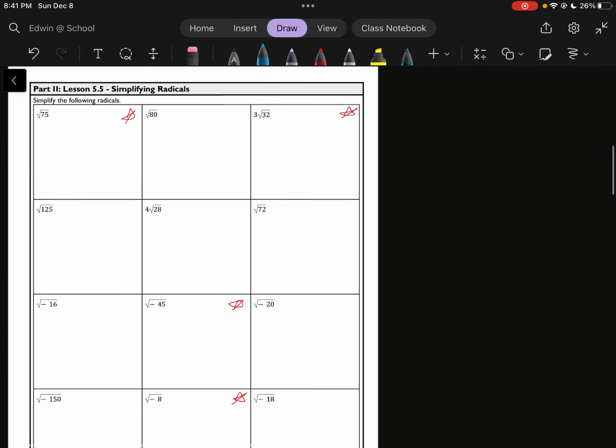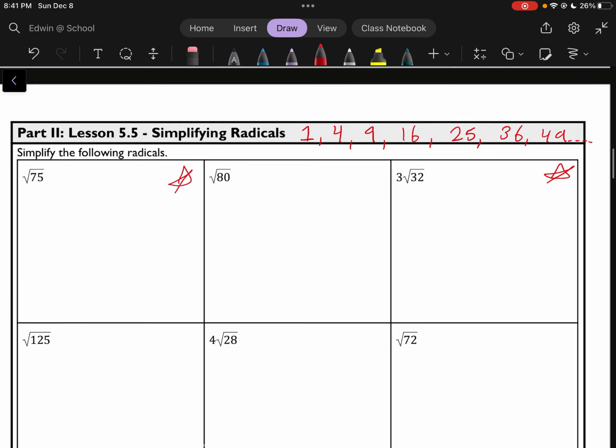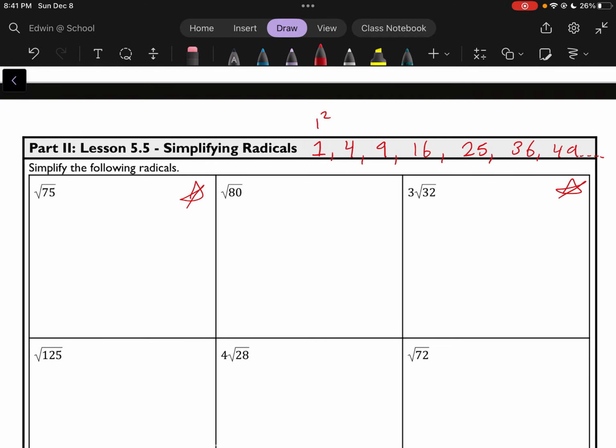Now let's move on to part 2, which is simplifying radicals. The way that we're going to do it is divide by the biggest perfect square. And if you forget what your perfect squares are, just write them up here: 1, 4, 9, 16, 25, 36, 49, and so on. If you don't know where these numbers come from, they're just 1 squared, 2 squared, 3 squared, 4 squared, 5 squared, 6 squared, 7 squared, and so on.